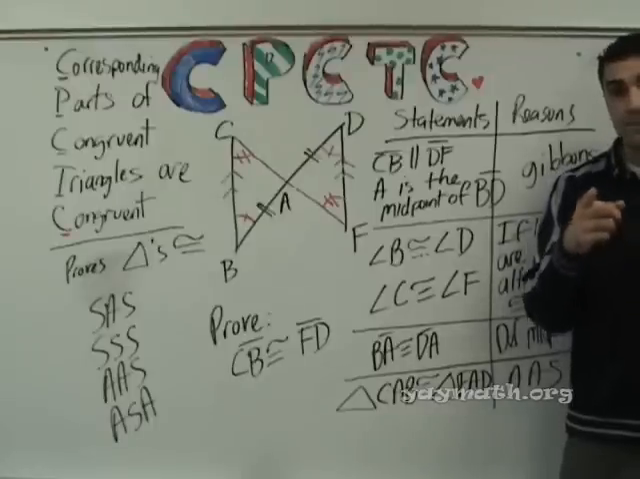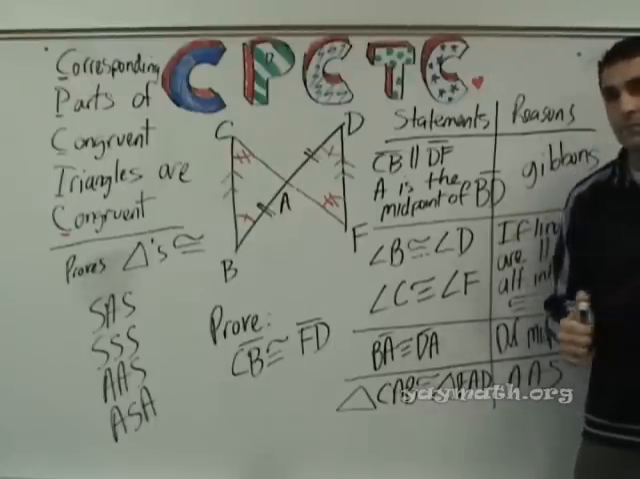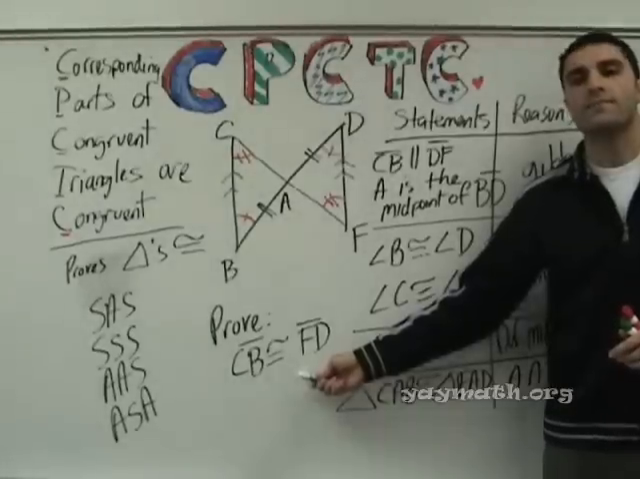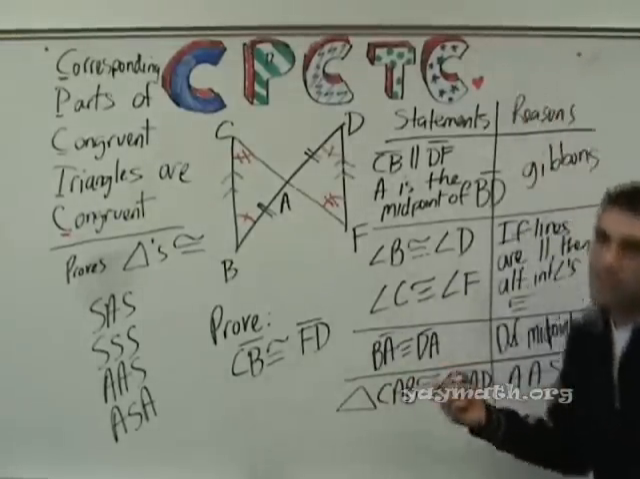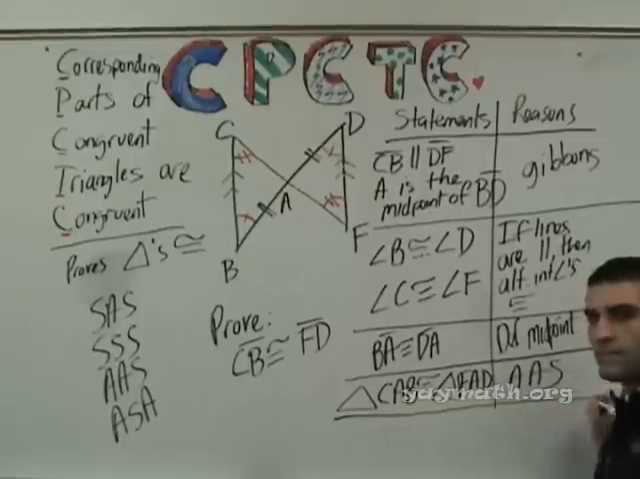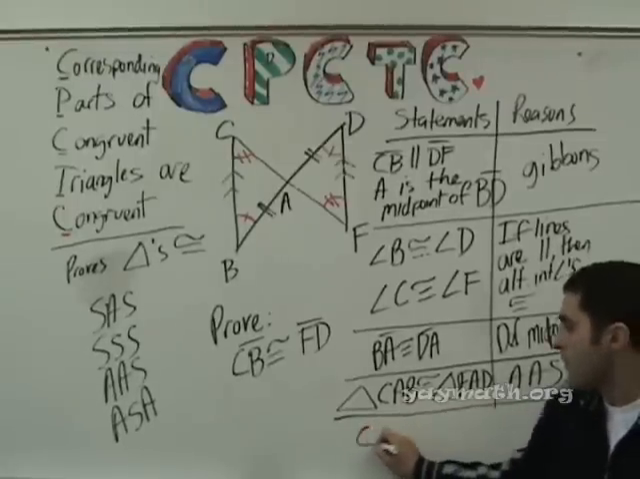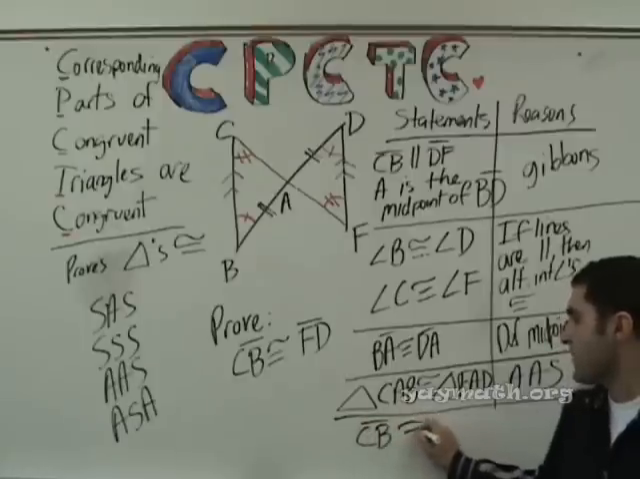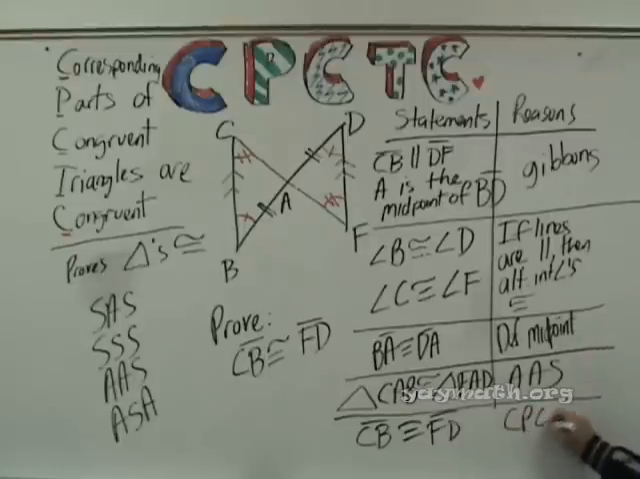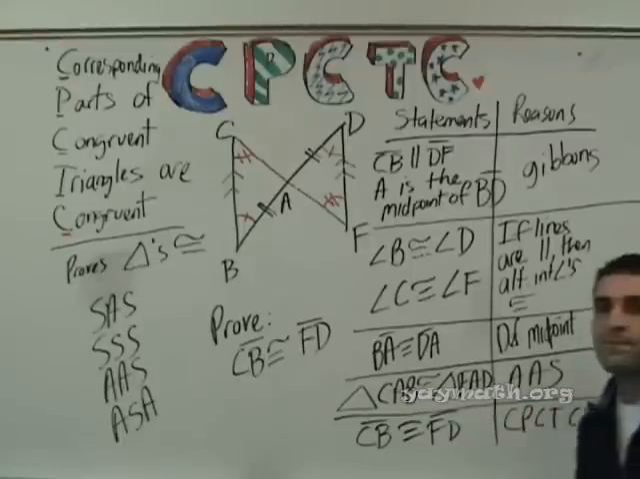Line CB and FD are congruent. So is this true now? Yes. Why? Because the triangles are congruent. Very good, that's all it is. So put this in. Oh, because of CPCTC. CB, because of CPCTC, that's right. FD, CPCTC. That's it, we're done.